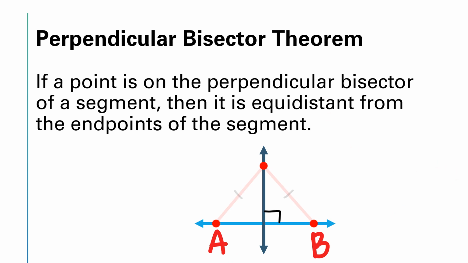So I'm going to throw up those little line segments there. The length of those two line segments is the same. And this goes for any point on the perpendicular bisector. You can scoot that point down, redraw your lines, and those two line segments are going to be the same length.